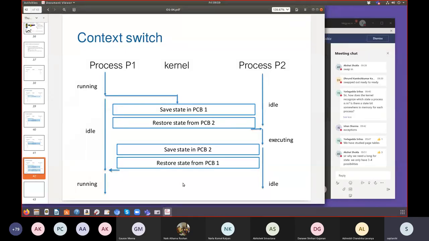So this is the context switch. This picture is showing two context switches, once from P1 to P2, next from P2 to P1. Whenever there is a context switch, at some time the kernel runs, it saves the state of the previously running process, it restores the state of the next process which is to be run next, and then the next process starts running.